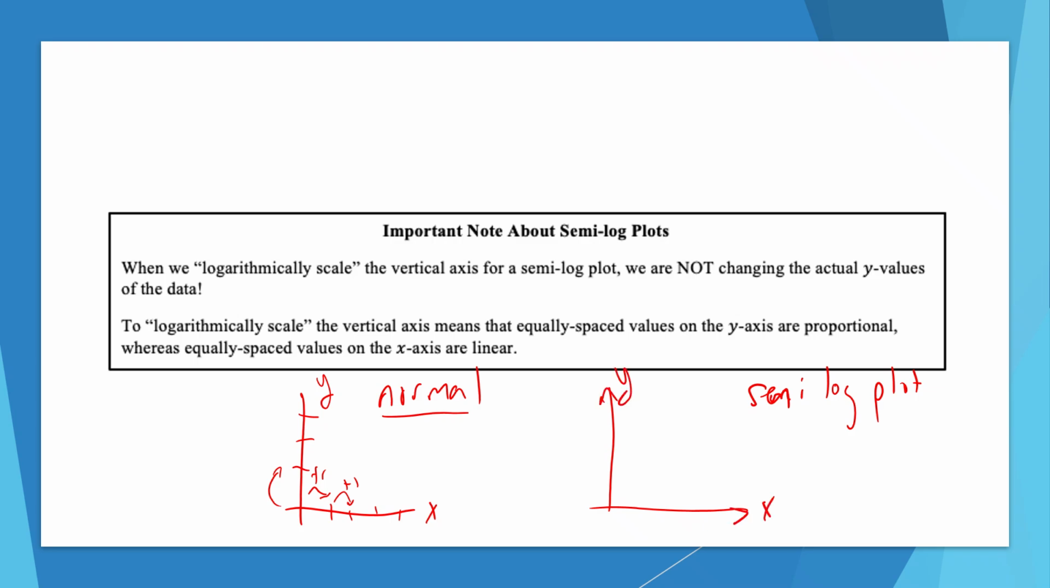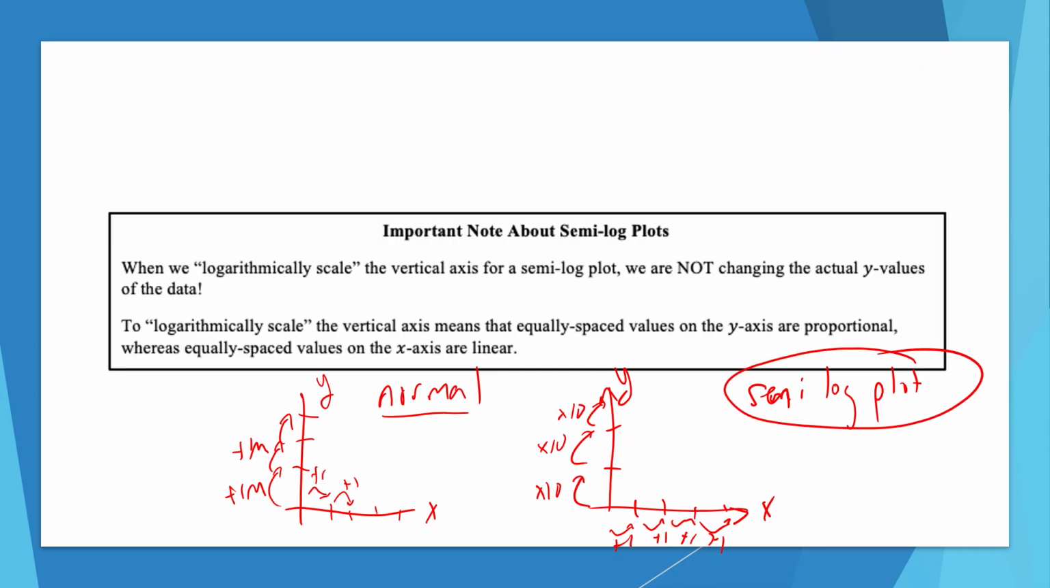And so here, this is normal, right? Let's take a look at that example before, +1 million, +1 million, and so on, whereas in a semi-log plot, sure, our x-axis is still going to be equally spaced, +1, +1, +1, +1, but our y-axis is now going to be proportional. For example, times 10, times 10, times 10. And that's going to be what a semi-log plot is really all about.